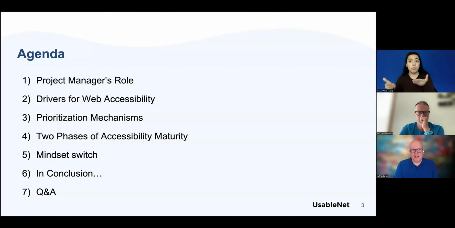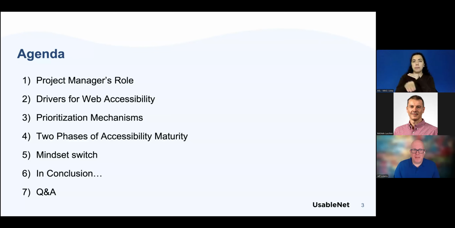And with that, a little look at our agenda for today. So we'll start off looking at the project manager's role, and then we'll get into some of the drivers for web accessibility in terms of the project manager. We'll talk about the prioritization mechanisms that are available. We'll look at the two phases of accessibility maturity and how those are actually connected to the product manager or the product owner. We'll look at the mindset switch that's involved in that maturity, and then we'll wrap it up with some concluding thoughts and certainly leave room and time for Q&A as well.